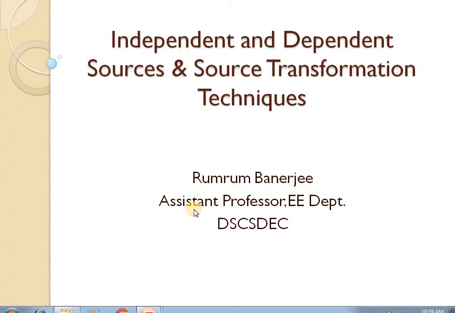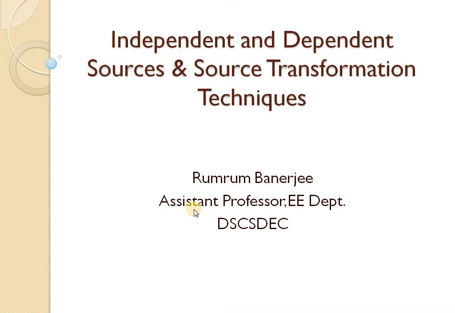And then source transformation technique. Source transformation technique means when voltage source and current source are transformed into each other. There are certain conditions, certain rules in this case, and we can simplify things by using source transformation technique. How this is possible, that part we will see in this lecture.